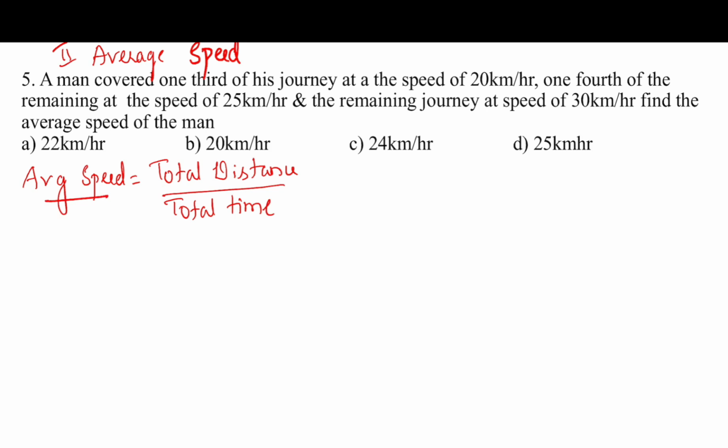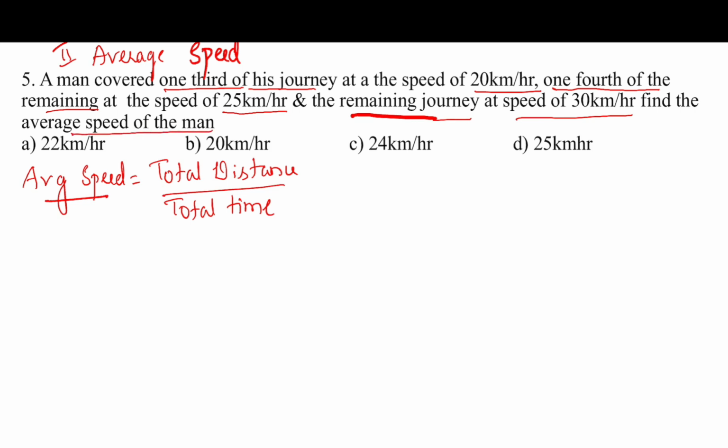So in that, let us see the first problem. A man covered 1/3 of his journey at a speed of 20 km per hour, and 1/4 of the remaining at 25 km per hour, and the remaining journey, this is very important, at a speed of 30 km per hour. Okay, so then what is the average speed of the man?